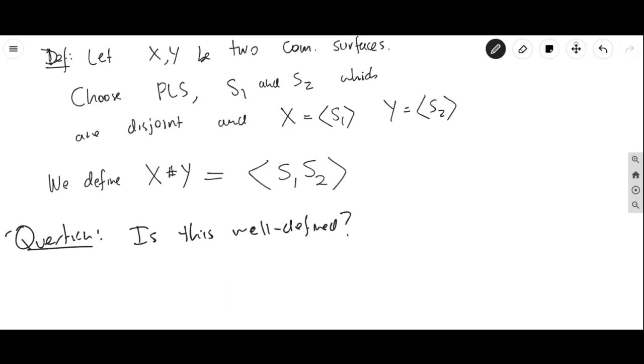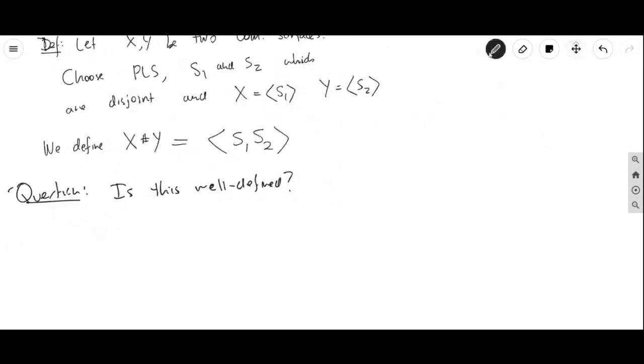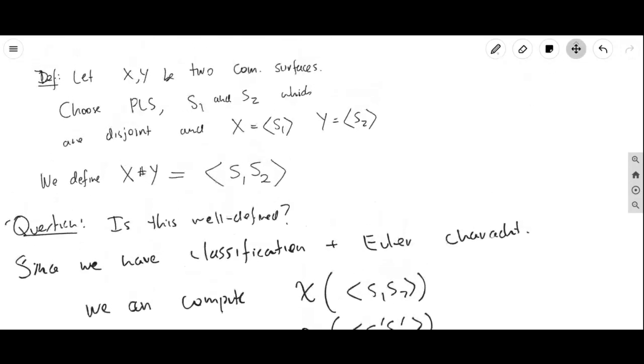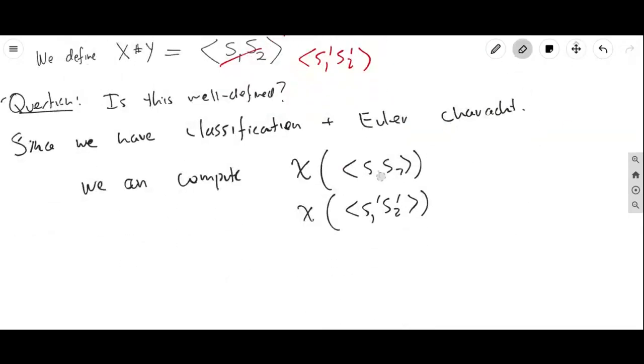Yes, this is going to be well defined. The easiest way to show this is, since we have the classification and the Euler characteristic, we can compute the Euler characteristic of this and of this. Let's say you replace this by a different labeling scheme, and you replace this by a different labeling scheme. So this gets replaced by S1 prime, S2 prime. How do you know that the topological space you get in the end is going to be homeomorphic to that? So it basically just comes down to the classification theorem.